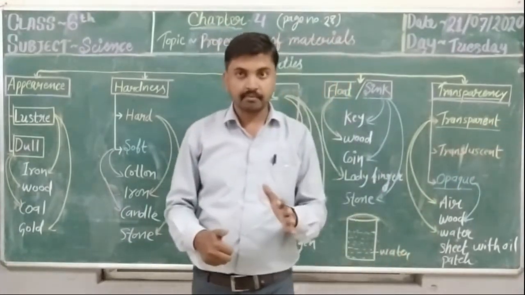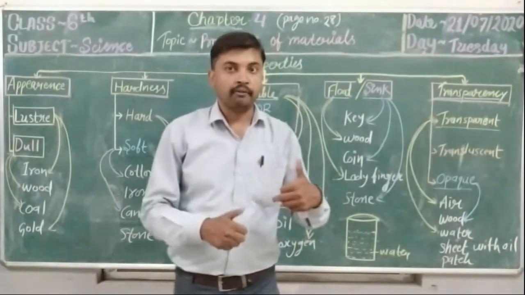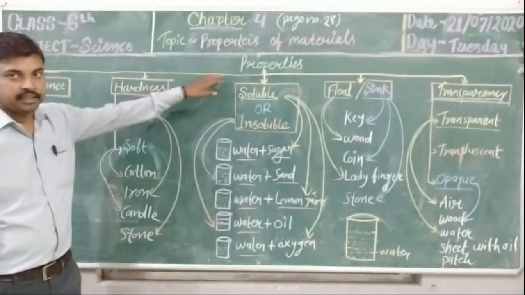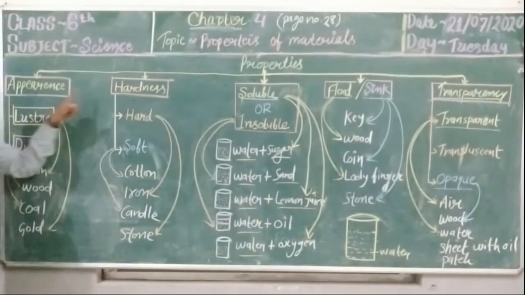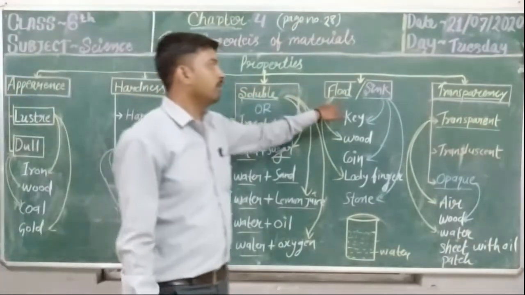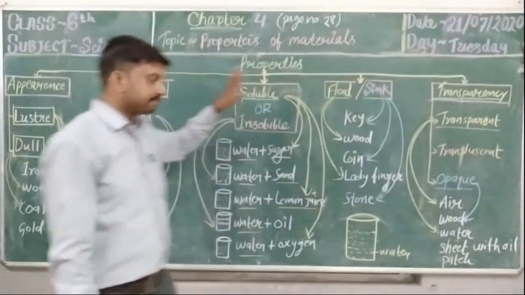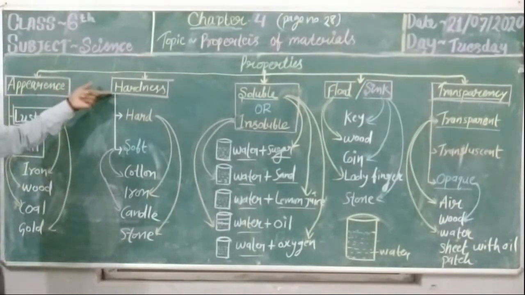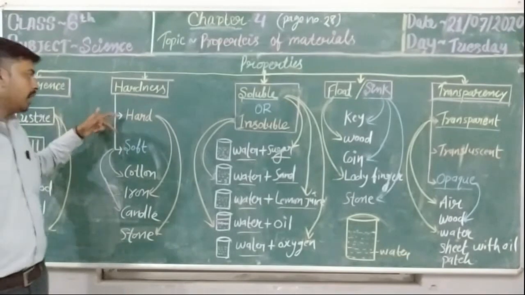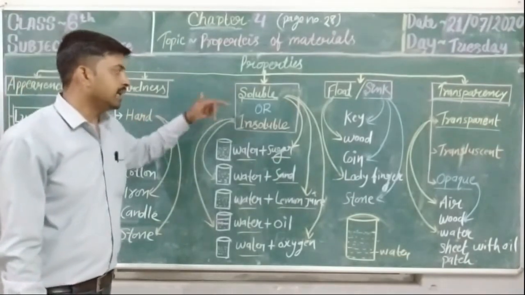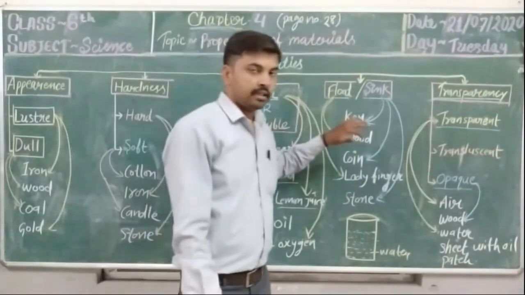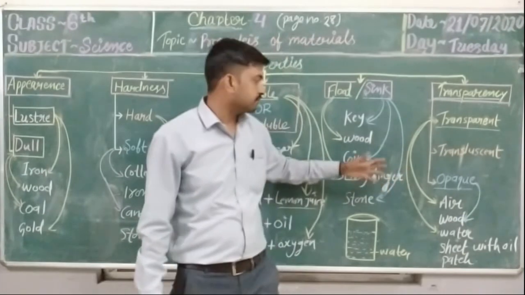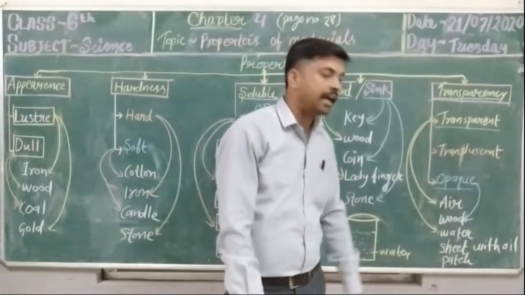Is it clear? Okay. So once again we can try to revise what we studied, different properties we studied on the basis of appearance, hardness, solubility, float and sink, transparency. And in appearance there are two properties, luster and dull. Hardness, in hardness there are two, hard and soft. In solubility, soluble and insoluble, float or sink. Okay. In transparency, we take three different categories: transparent, translucent, and opaque.